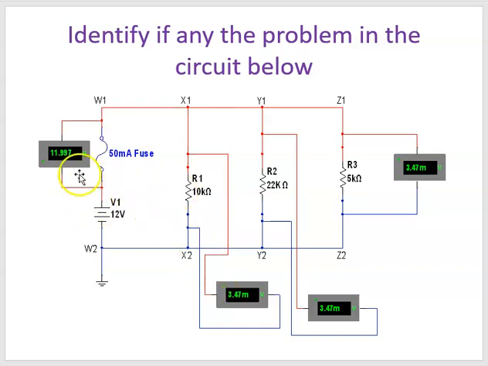If we take a closer look at the voltmeter across the fuse, we see we're measuring the supply voltage. So this indicates that this fuse is blown or open. So there is no path for current to flow through these resistors. Hence, we're measuring 0 volts across each of them.